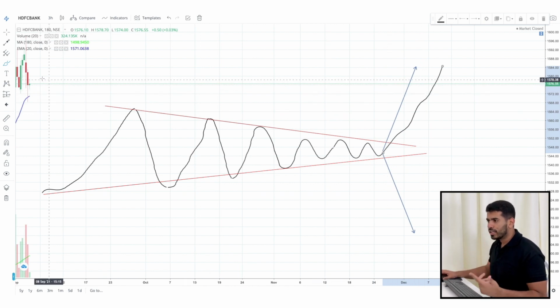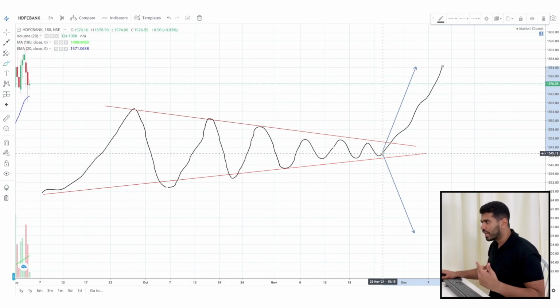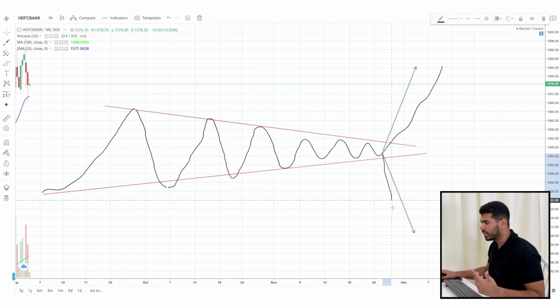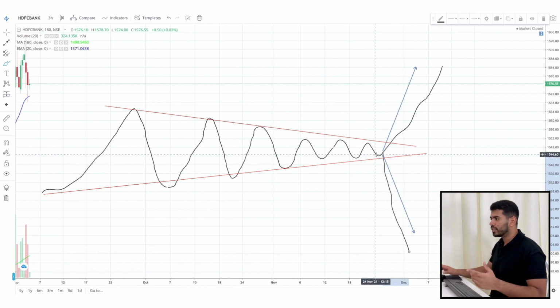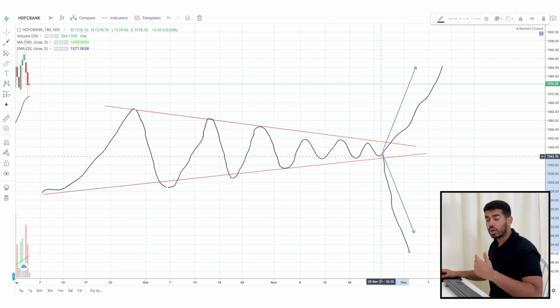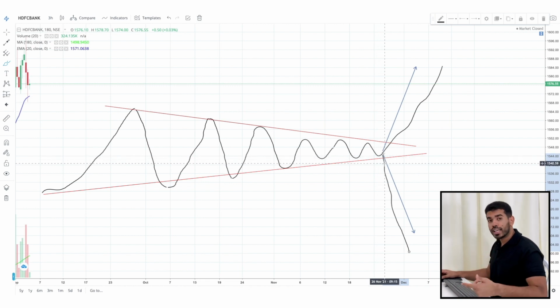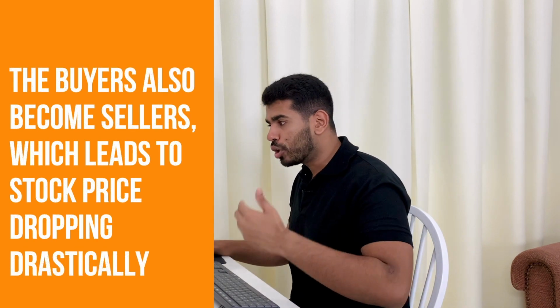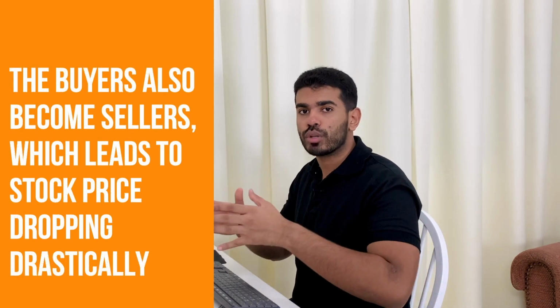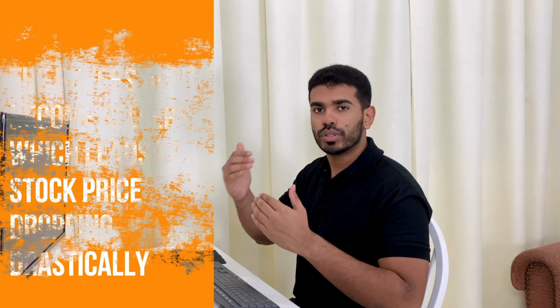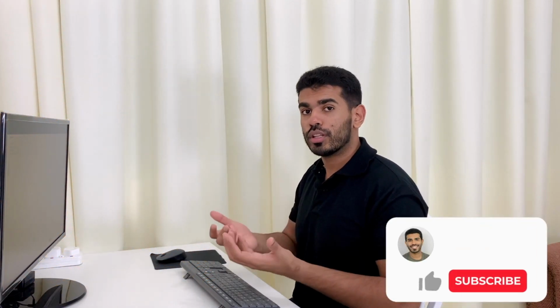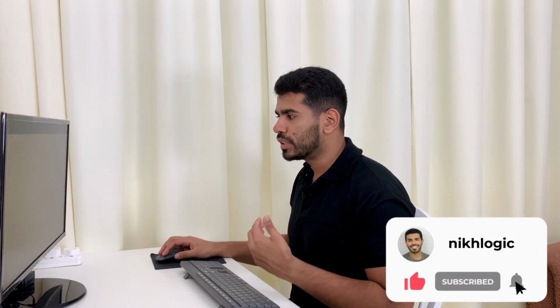And similarly, let's say the sellers actually win instead of the buyers, and the price is shooting downwards. Till now you had buyers in the market, but as soon as the breakout happens and the stock starts going downwards, the buyers who are there in the market also become sellers. And automatically, there are more people selling the stock. So the demand of the stock just goes downwards. And when the demand goes down, the stock price also goes down. And you will see instantly the stock price just shooting downwards.